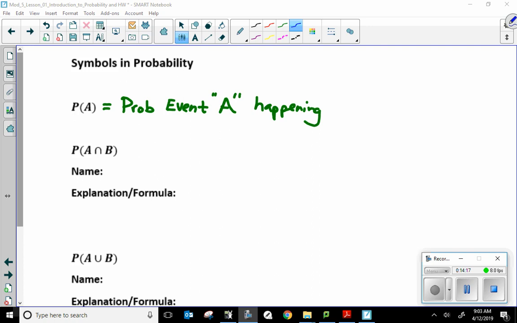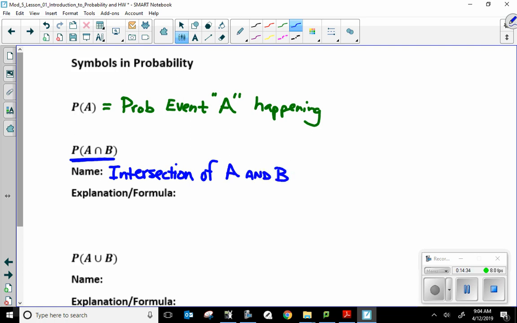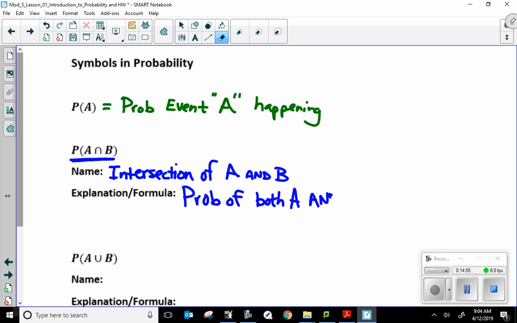This next symbol here, okay? It's like this upside down U. That is the intersection. They call that an intersection. Intersection of A and B, okay? Now, this means that they both need to happen, the intersection of A and B, all right? So this is really the probability of both A and B happening, both of them.